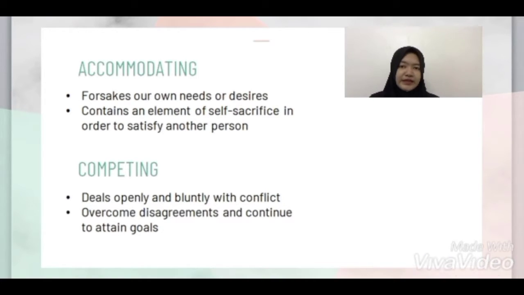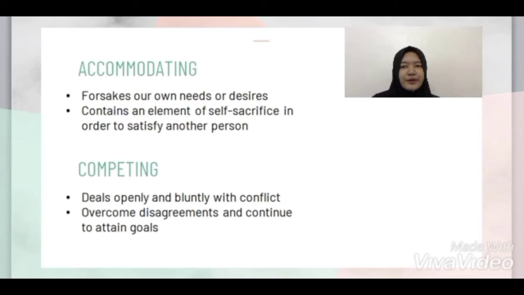Next, as for competing, this style deals openly and bluntly with conflict. The goal of the competing style is to end the dispute as soon as possible. Although competing styles can produce rapid results, a team's morale and efficiency can also be disrupted. The importance of competing to overcome disagreements and attain goals continues.